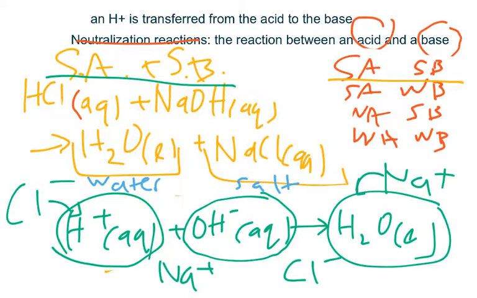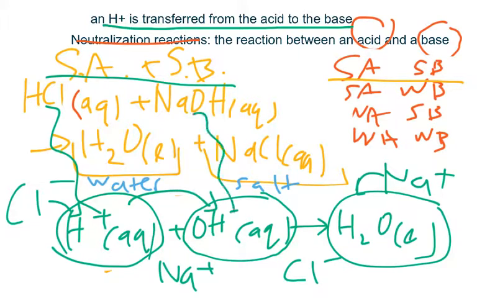So I forgot to mention one more thing: in neutralization reactions, an H plus is transferred from the acid to the base. Now this is a very basic definition, but it will do for now until you get into future videos where we really talk about what acids and bases are. But for now, just know that in a neutralization reaction, an H plus is transferred from the acid to the base. So in this case, the H plus in hydrochloric acid is transferred to the OH minus in sodium hydroxide, and they combine together to form water.